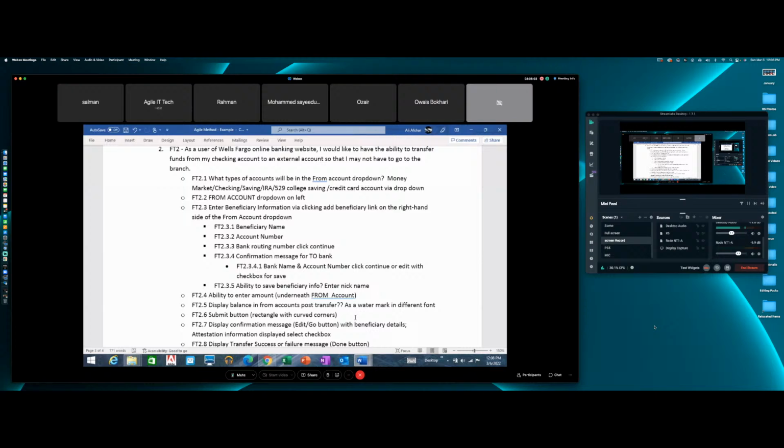Okay. So what's different, Syed, between FT1 and FT2? It's external. And it can be for the class. It doesn't have to be for Syed himself.